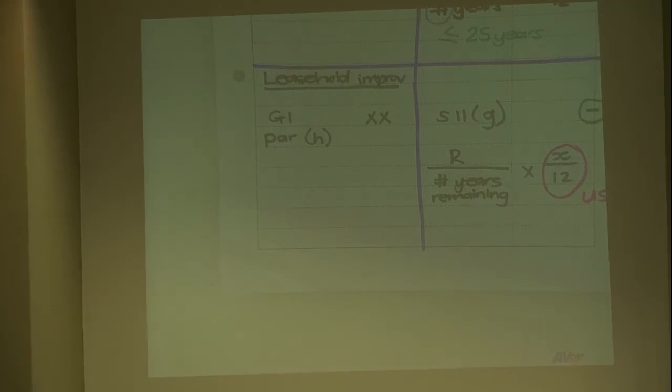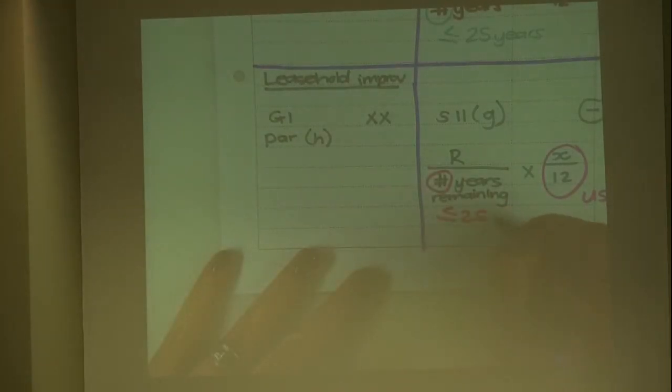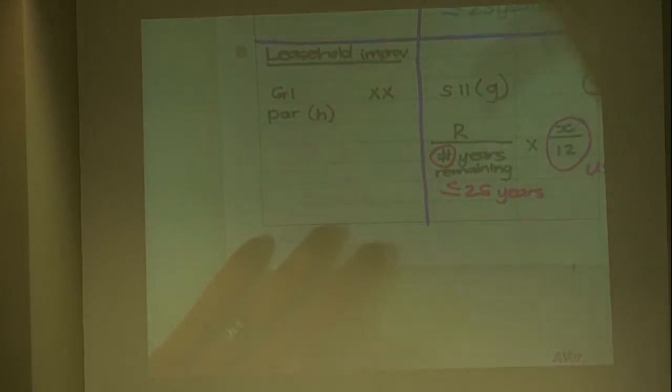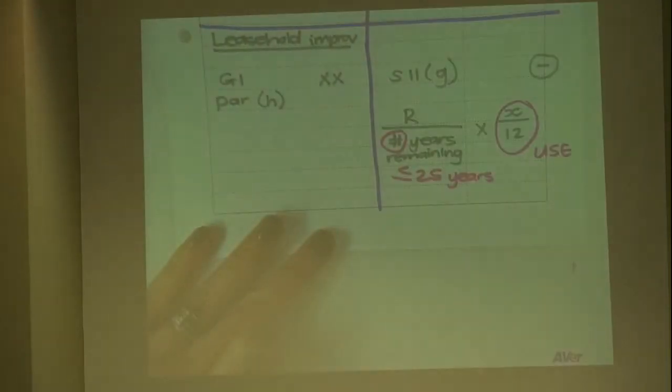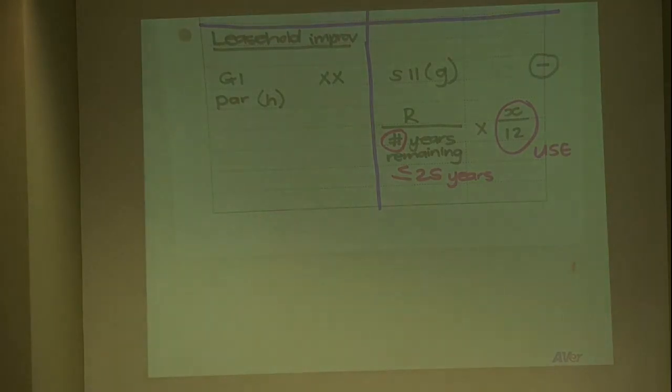Again, that 25-year rule applies as well. So when we're speaking about the number of years, we never want to divide by more than 25 years. That is going to be the maximum number of years that we divide it by. Okay, so that is how our leasehold calculation is going to work.